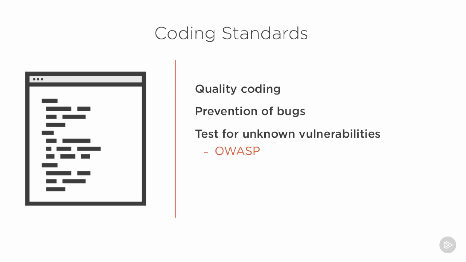OWASP, the Open Web Application Security Project, lists for us the top 10 most critical, most common vulnerabilities in web applications. It also has a list now of the most common vulnerabilities in mobile applications. This can be an invaluable tool for a developer. A developer should take a look at this list and see, have I checked whether or not I have any of these vulnerabilities in my code?